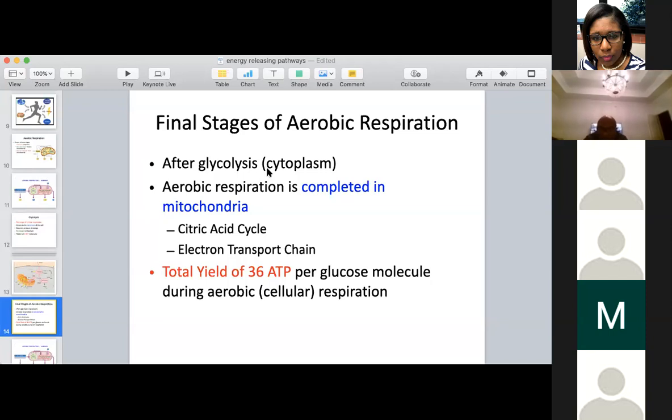And remember, you have to be able to identify these intracellular locations for me, all right? Glycolysis is taking place out in the cytoplasm. After that takes place, the remaining 2 stages are completed in the mitochondria, okay? So the citric acid cycle and the electron transport chain take place, and we end up with a total net yield of 36 ATP per 1 glucose molecule during cellular respiration. That is what you need to know.